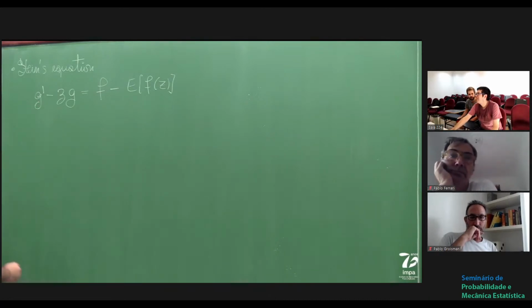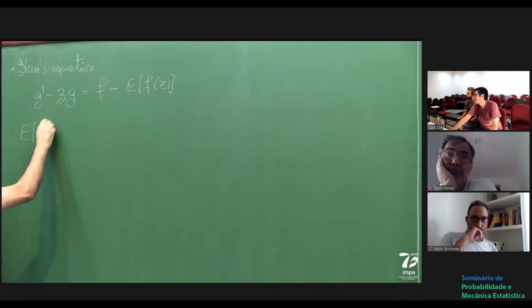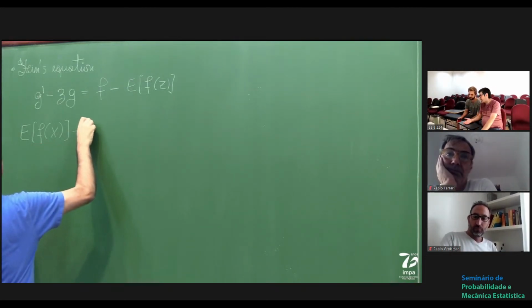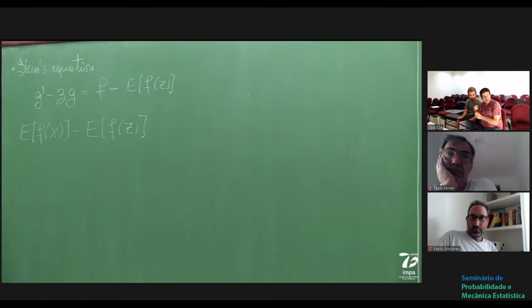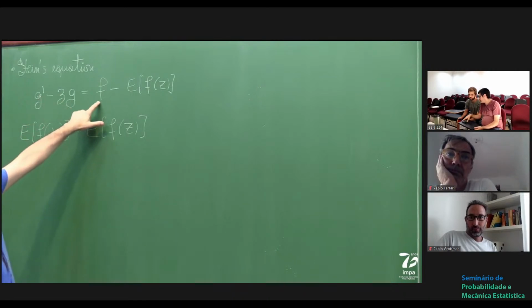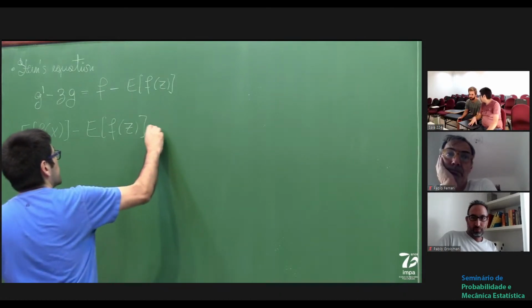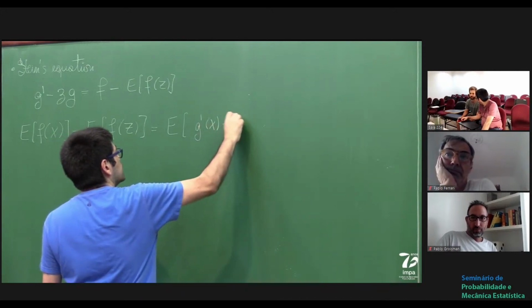You do this, and then you see that the expectation, if you are given a random variable X and you want to compare it with a Gaussian random variable Z, you take the difference, and you see that this is equal to, so this f is equal to this guy here. The expectation cancels out, and you discover this is just the expectation of g prime of X minus X g of X.